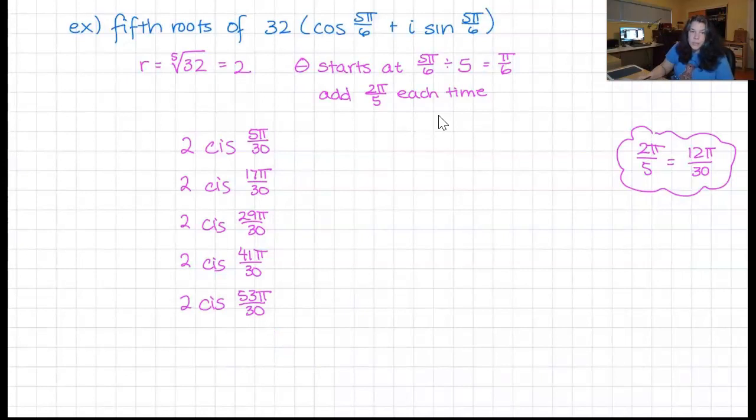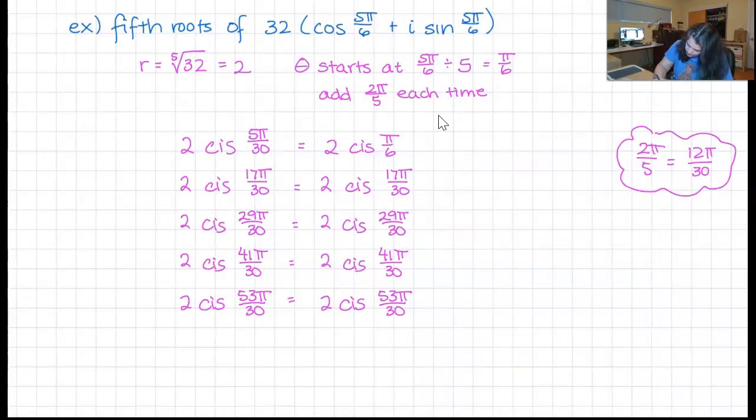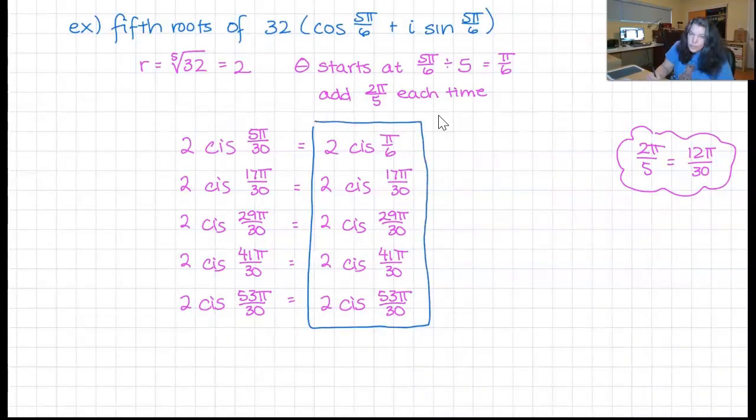So there's my answers. I'm just going to simplify any of them that I can, and it looks like the only one is that first answer. So it's 2 cis pi over 6, and then the rest of them, I'm just going to copy over. And there's my answers. It's really that easy.